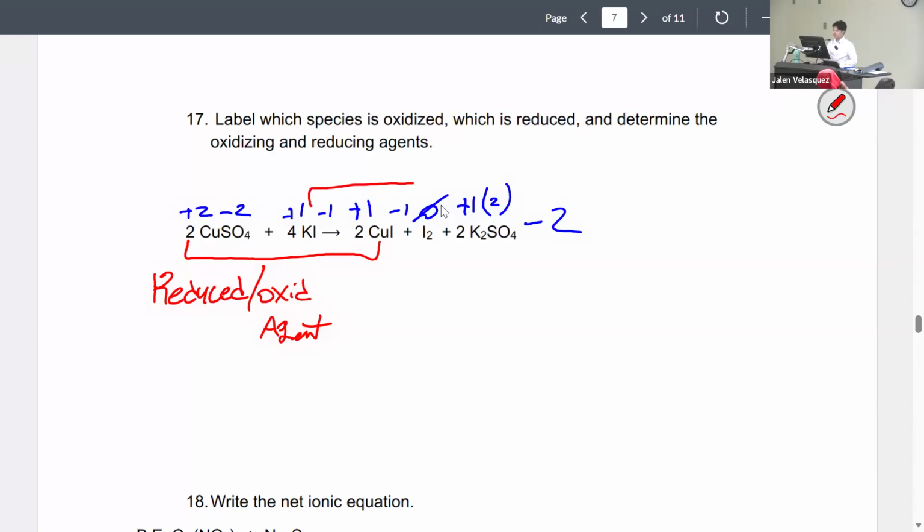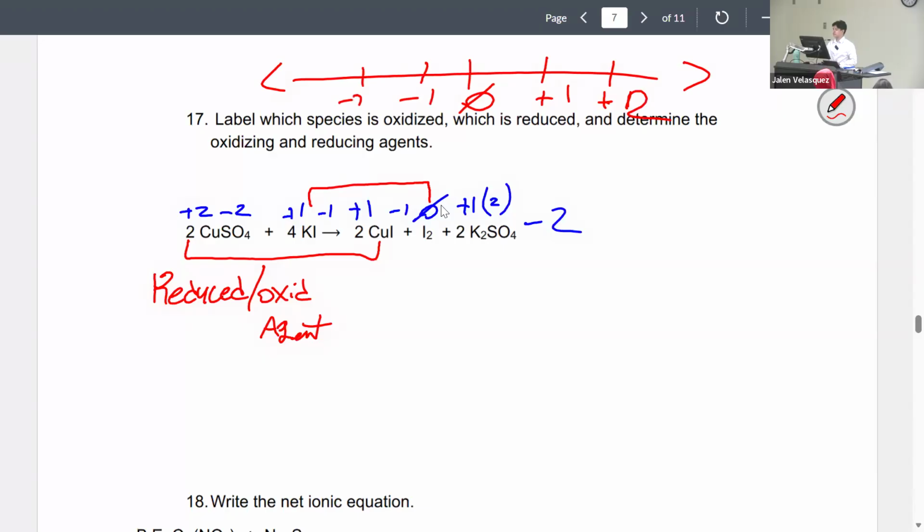So from -1 to 0, is that more positive or more negative? More positive, right? Remember, think of the number line from elementary math, right? 0 is in the middle. You have your positives on the right side, so +1, +2. And you have your negatives, right? -1, -2. So iodine is going from -1 to 0, right? It's getting closer to that positive side of the number line. So if we're getting more positive, are we gaining electrons or losing those electrons? We're losing.